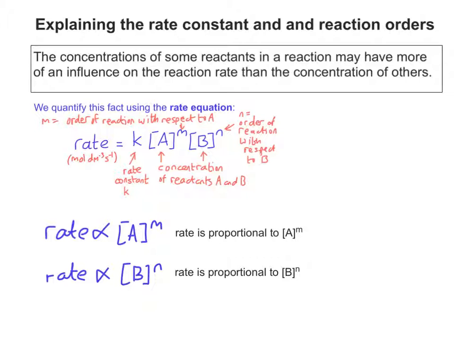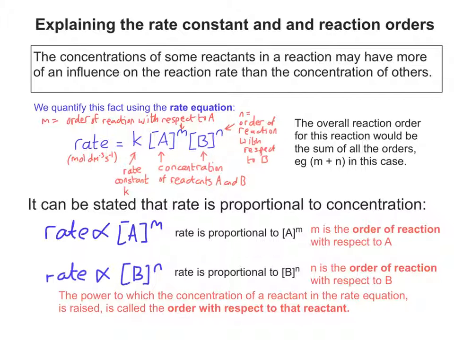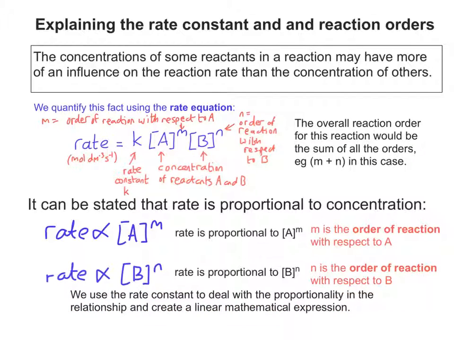And obviously this equation is going to require a little bit of explanation, so I'm going to talk about that in a second. So we can say that rate is proportional to concentration, and the power to which the concentration is raised in the rate equation is called the order. So for this particular example, the overall reaction order would be the sum of all the orders. So in this case, M plus N. So that we're able to work out the rate of reaction using a linear mathematical expression that can be put into a calculator, we use the rate constant to deal with the proportionality in the relationship.